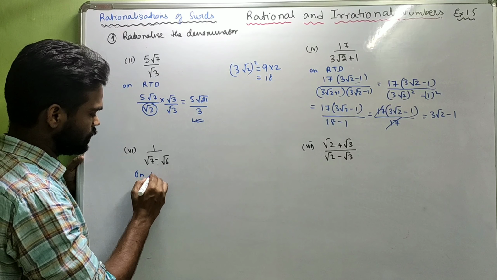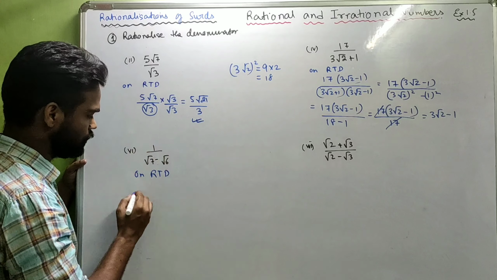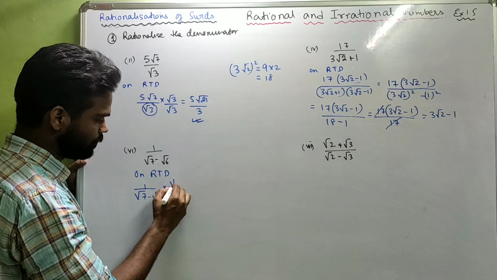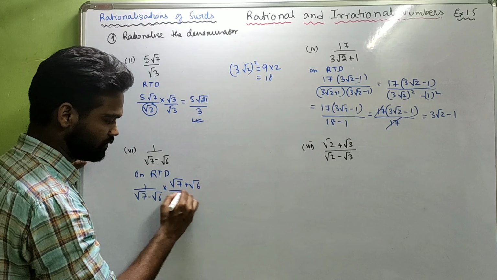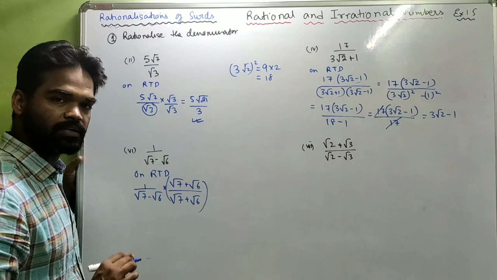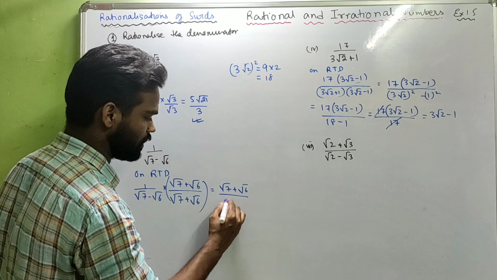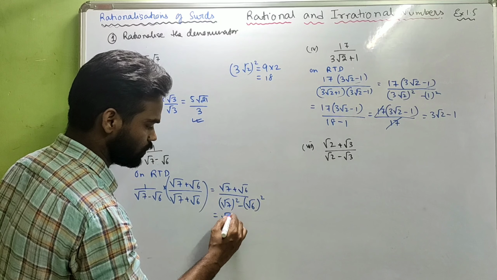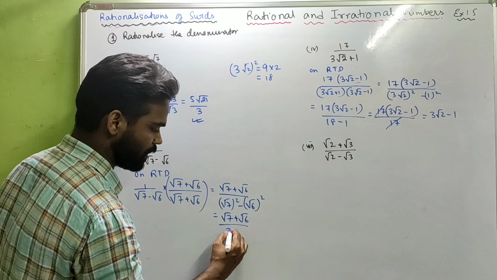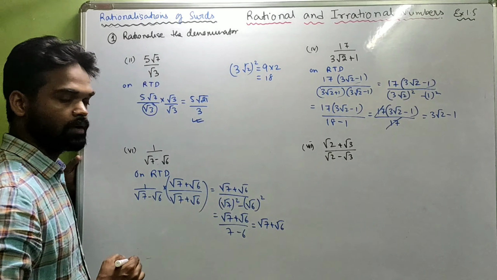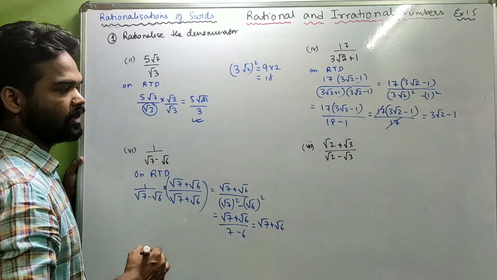Look at part 6. See, on rationalizing the denominator, what do you get? We multiply the numerator and the denominator with the conjugate of the denominator, isn't it? This becomes what? This is root 7 plus root 6, and in the denominator you have root 7 square minus root 6 square. That's root 7 plus root 6 by 7 minus 6. That's, in the denominator you'll have 1. Am I clear?